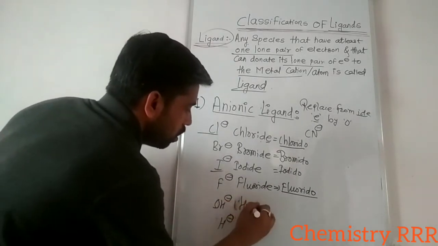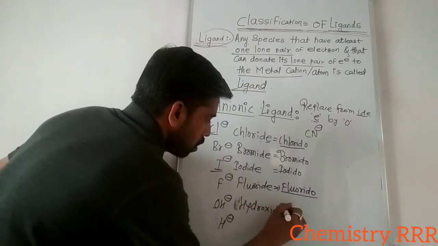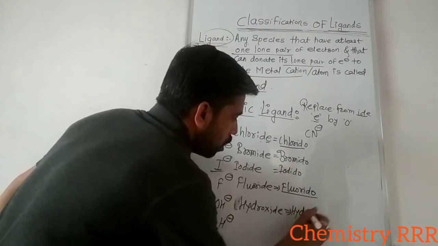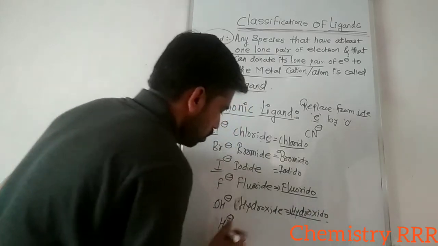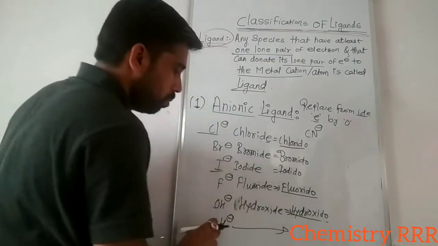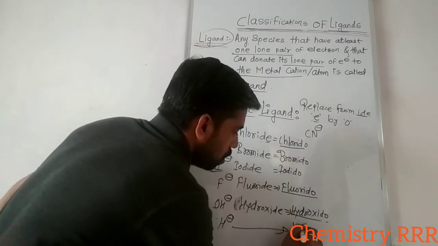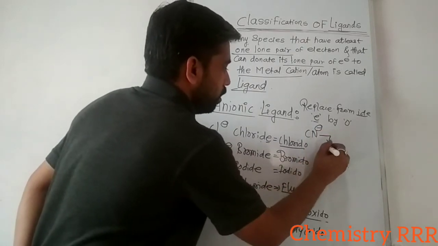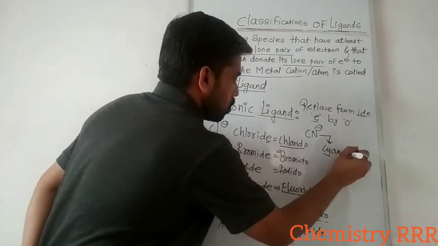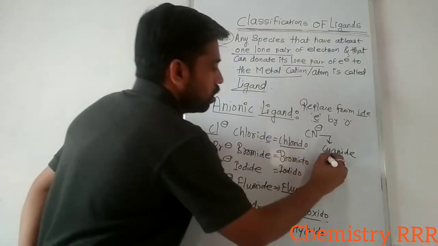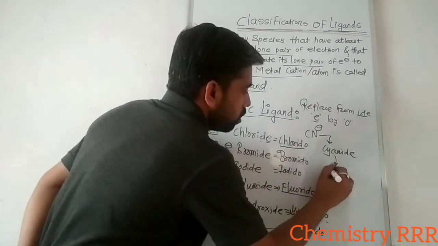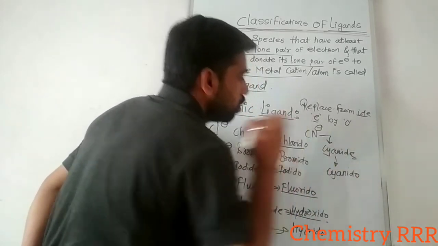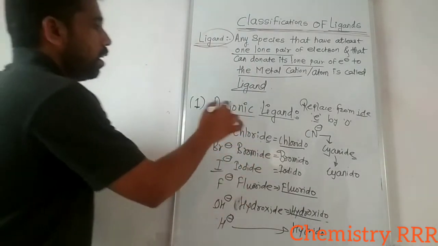This is OH minus, meaning hydroxide, and the IUPAC name is hydroxido. Then the hydride ligand becomes hydrido. This is cyanide, and by IUPAC nomenclature, cyanido. Just replace E by O. This is the category of the anionic ligands.